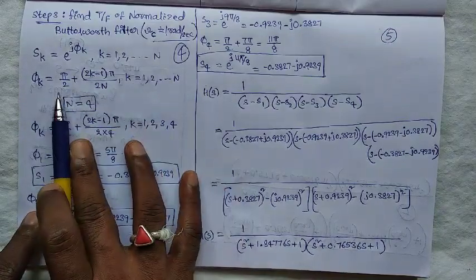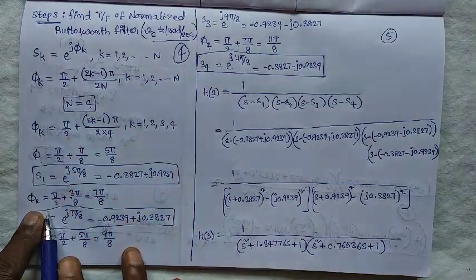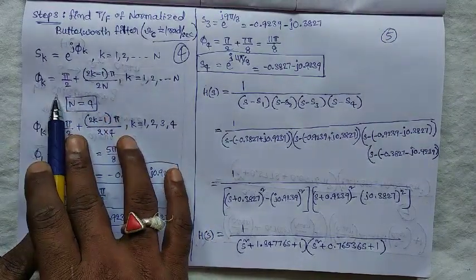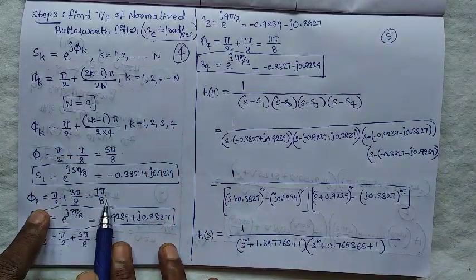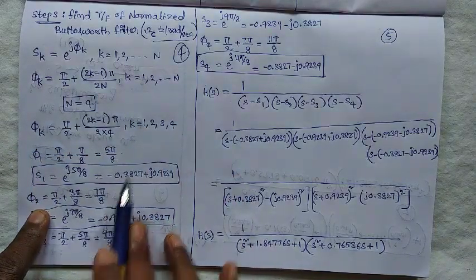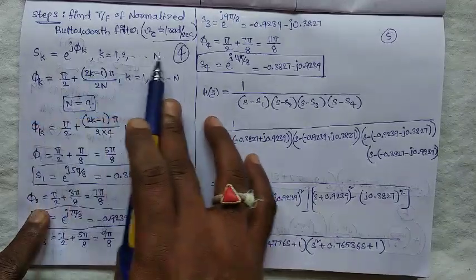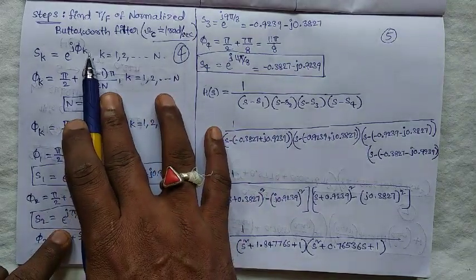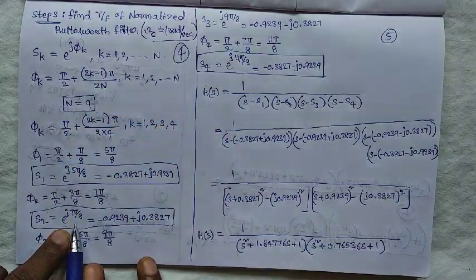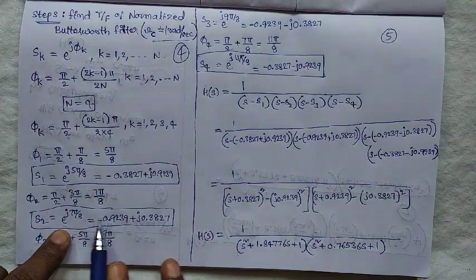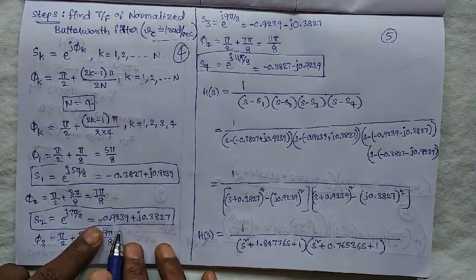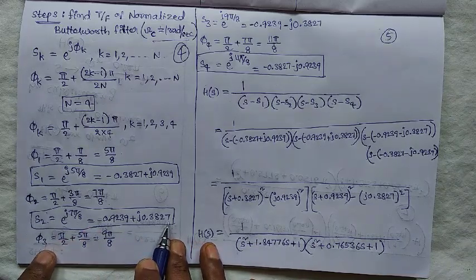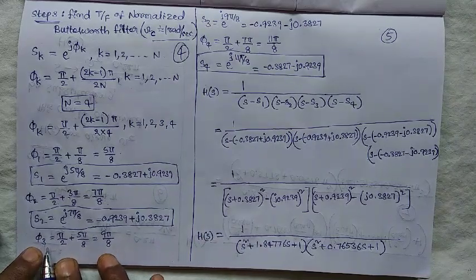K is equal to 2, we are obtaining phi 2. Here phi 2 value is simply obtained by substituting k is equal to 2 in phi k. We get the phi 2 value, that is 7 pi by 8. Similarly, we are determining k is equal to 2 in sk, that is S2. S2 is equal to e power j phi 2. Phi 2 value is 7 pi by 8. E power j 7 pi by 8 is equal to minus 0.9239 plus j 0.3827.